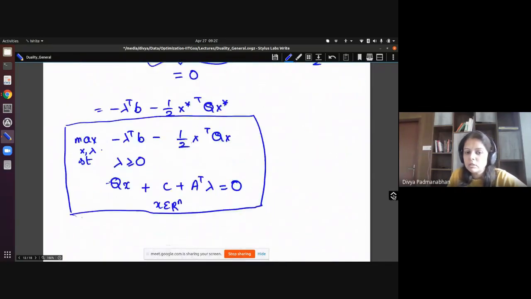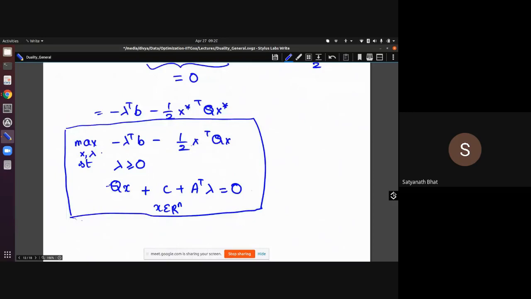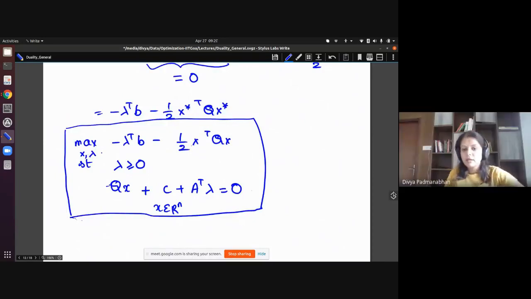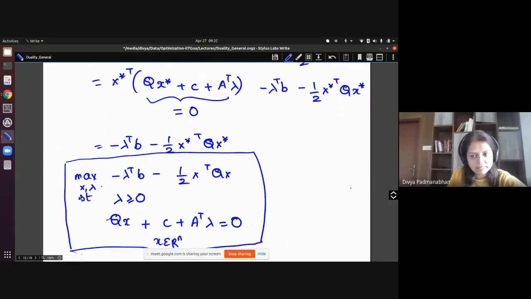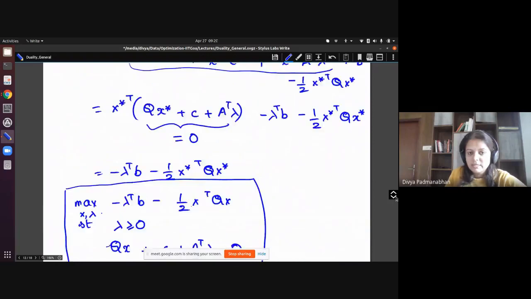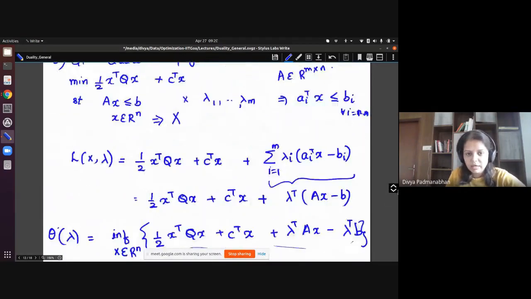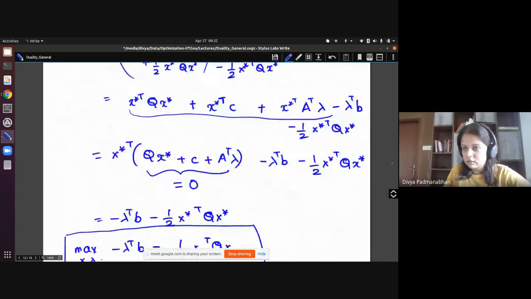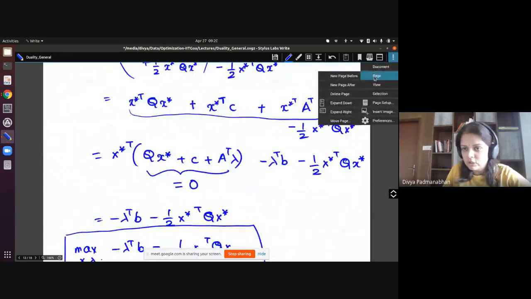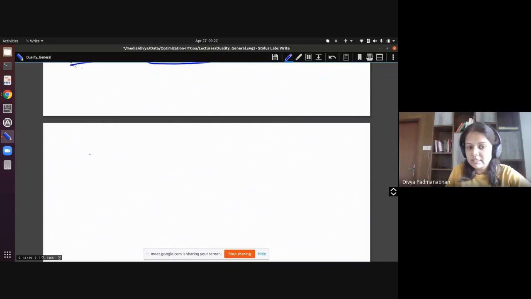Can we look at the case where Q is chosen as identity? That is a special case where some nice things happen. In fact, I think that's what will come up for SVMs as well. Let me write it on a new page. So suppose Q is identity.